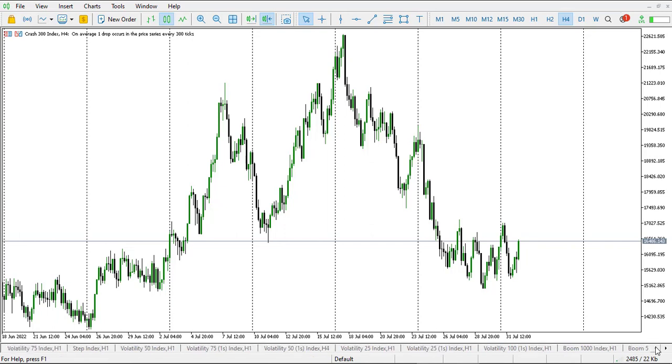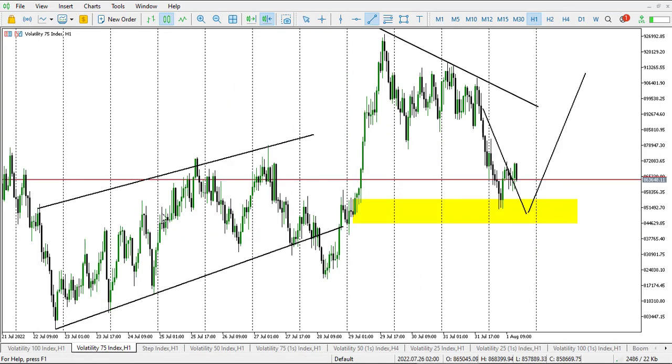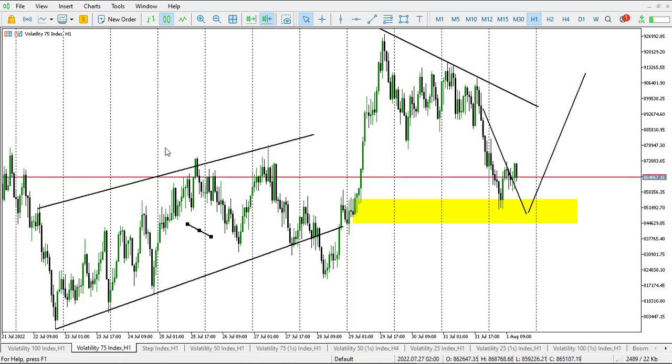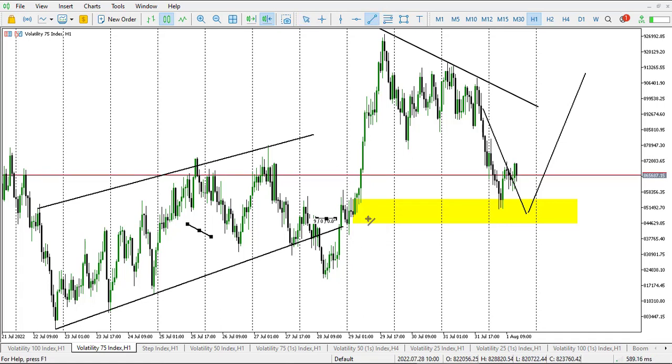So let's go back to V75. This was our V75. What did we see? Number one, you remember, we have to understand the market structure. So from what you can get from this point, we have a channel. We had a channel, this and this, and price was supposed to continue in this channel, but what did it do? It did break the channel and went up again. Instead of retesting at this trend line, it did break the high again.